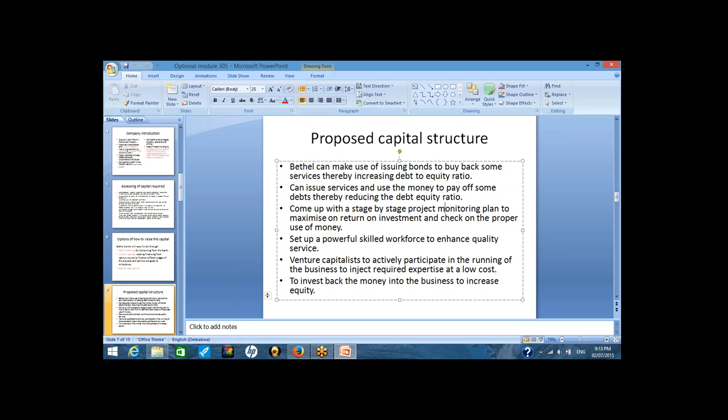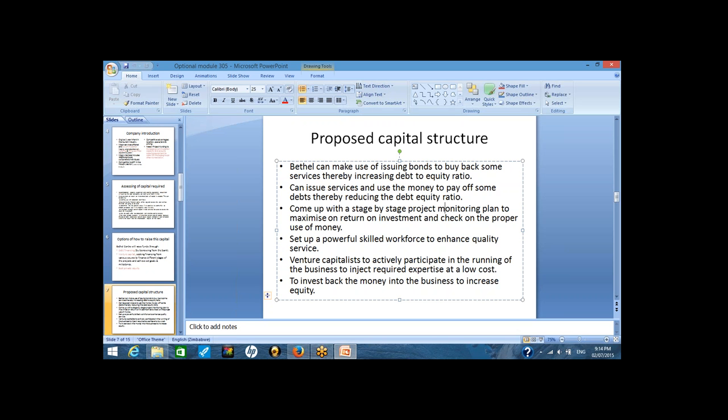Then, like I've explained, to maximize on proper stage-by-stage project monitoring, put up a proper plan, maximize the return on investment, and plow it back into the business. And I was thinking of setting up a powerful, skilled workforce to enhance the quality of service in order to push up the capacity of raising more capital through that.